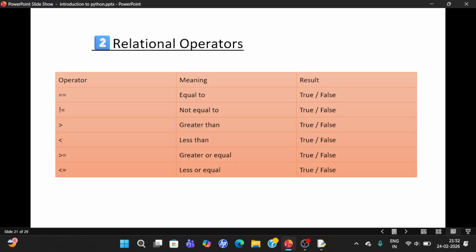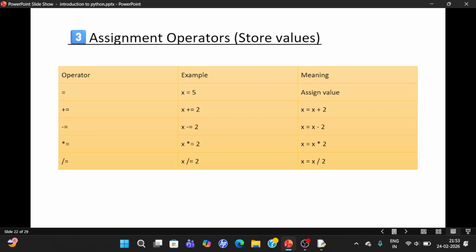Next, relational operators. Relational operators compare two values and return true or false. Here only true or false is given by the relational operators. The operators are equals to, not equals to, greater than, less than, greater than or equals to, less than or equals to.